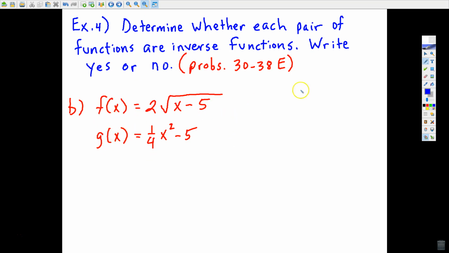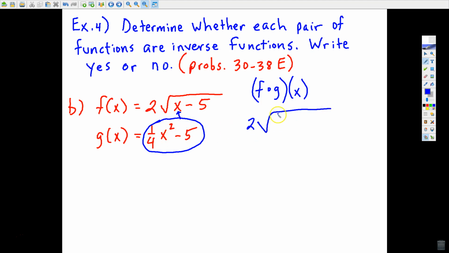Again, given two functions, let's determine whether or not these are inverses of one another. So again, just pick a composite. I'll just say f of g of x. So now the g function is going to be an input. This whole g function is going to replace x in the f function. Alright, so that looks like this. 2 times the square root of, now I'm going to replace x with 1/4 x squared minus 5. I'll put parentheses around it because I've replaced that variable. And then minus 5 was already part of that f function.